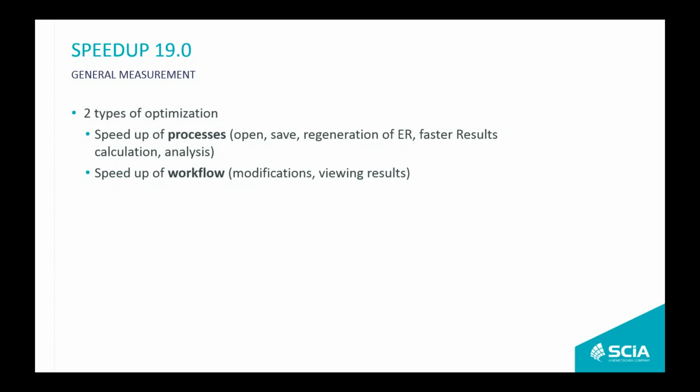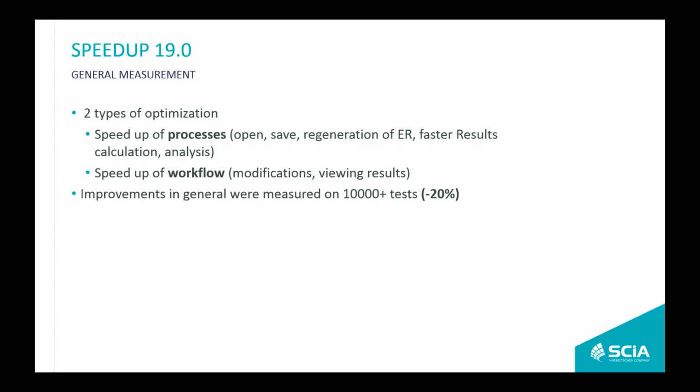Further, we made some small speed up improvements for the workflow. Some modifications in viewing results: in the case of 3D results, for example, you can now view and calculate only 1D members separately, or 2D members separately, or all together. Before that, both 2D and 1D members were calculated, and then this was filtered. So this improvement in 19.0 deals with this issue.